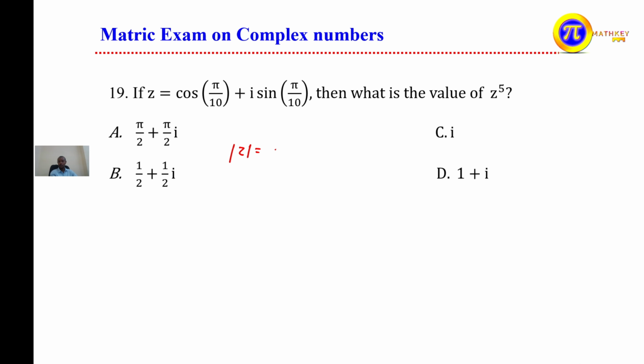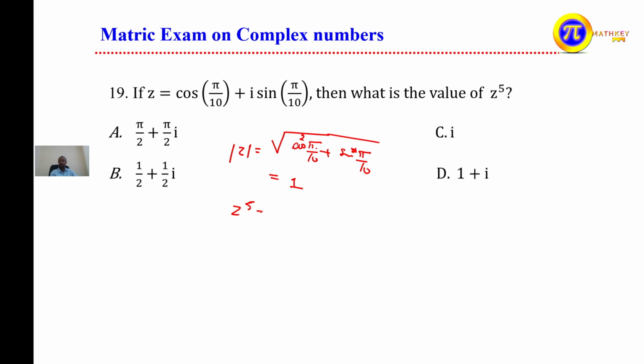The modulus of this is cos of pi over 10, squared, plus sine squared of pi over 10. This is equal to 1. If that's so, the power of 5 means what?